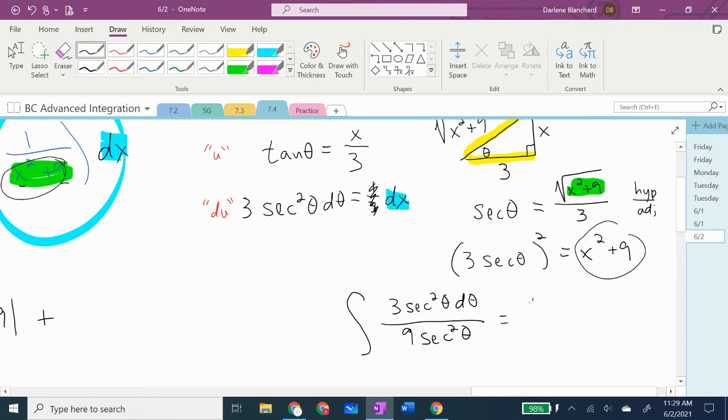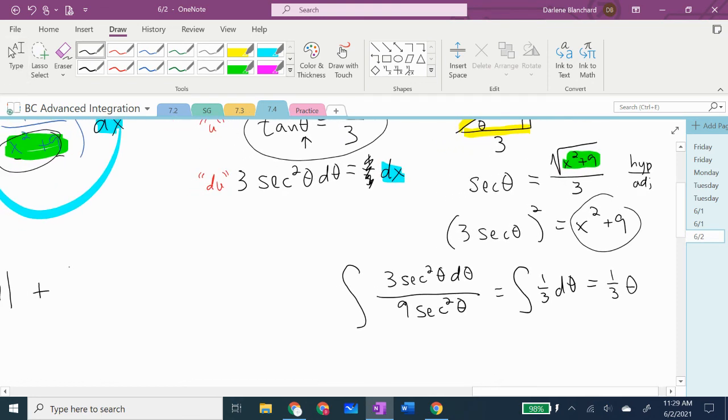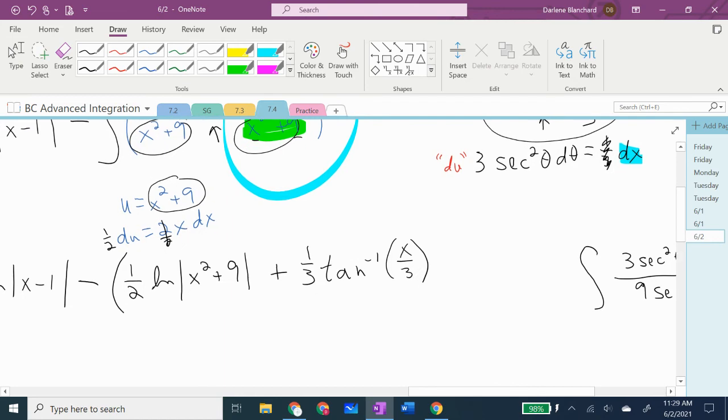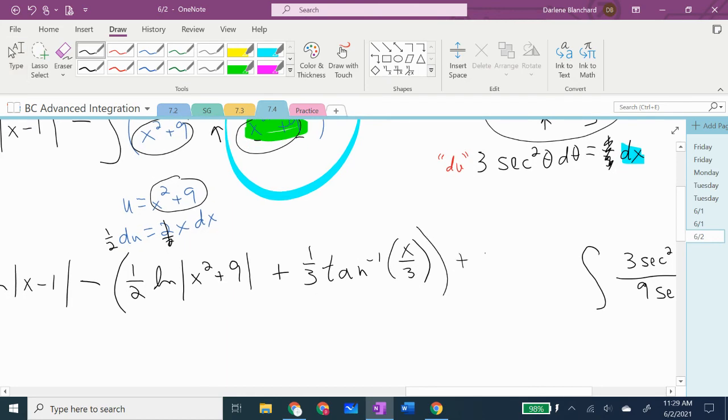This then reduces to the integral of 1/3 d theta, which is 1/3 times theta. I go to my original u substitution. Theta is equal to the inverse tangent of x over 3. So I'm getting 1/3 multiplied by the inverse tangent of x over 3. And then plus c.